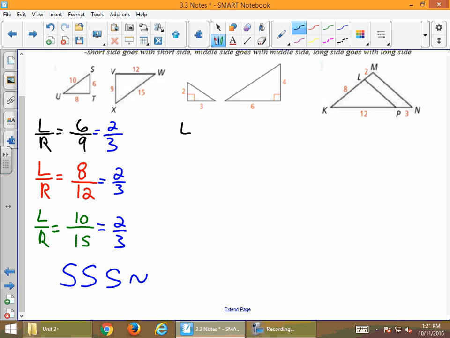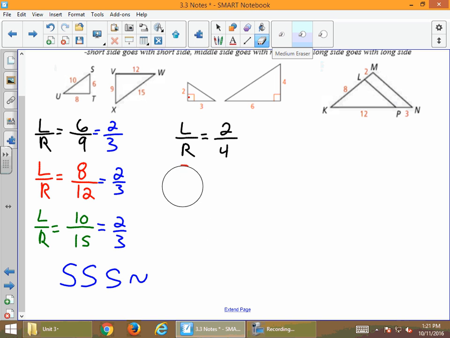I'm going to do the left triangle over the right triangle, on the little side first. What is the smallest side in the left triangle? 2. What's the smallest side in the right triangle? 4. We know it might be side, angle, side because we already know these included angles are congruent.